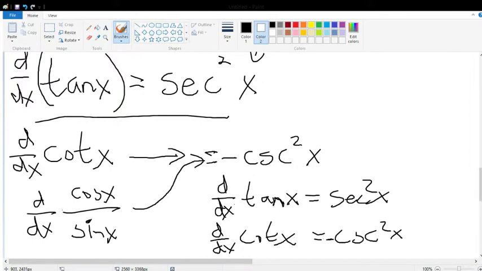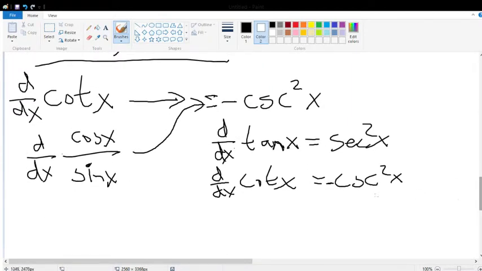That's all you have to memorize. The co corresponds with the co over here, I guess. If that's a good way to memorize it, I don't know. But you just have to memorize that this one's negative, and that's about it. So two important derivatives you should probably memorize. Very important. Alright, that's the quotient rule.